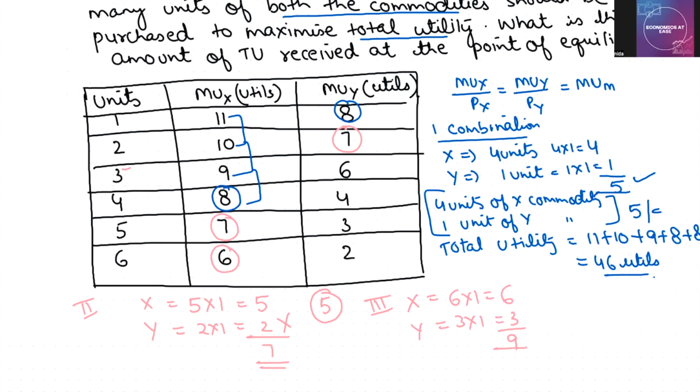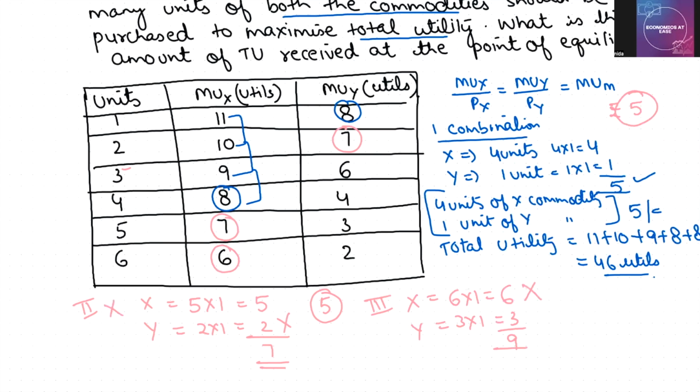Just because he's having limited income, income is only 5 rupees. So I have to spend according to that. Okay. So I'm getting 4 units of commodity X and 1 unit of Y. And these are the other options, but they are beyond my income. Okay. So these are going to be rejected. इसलिए मैं इनको cancel कर दूंगी, right?